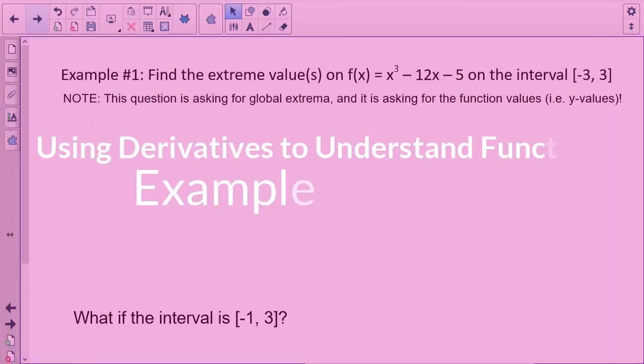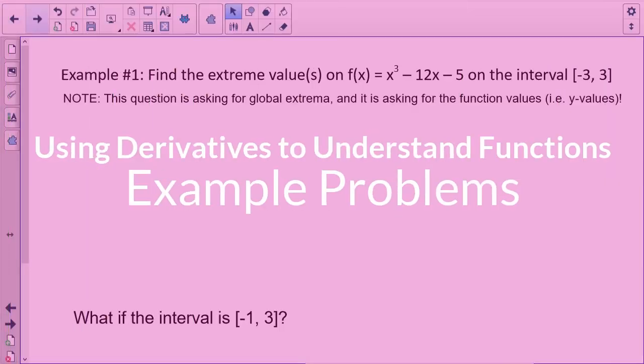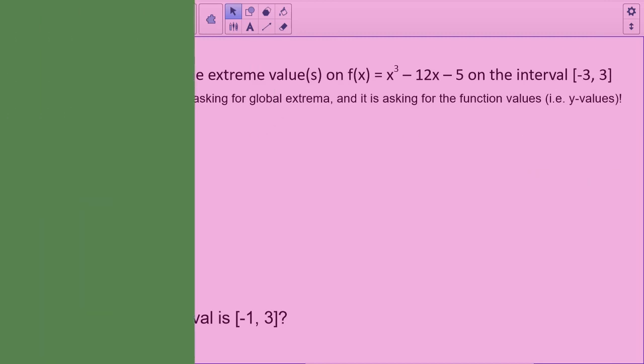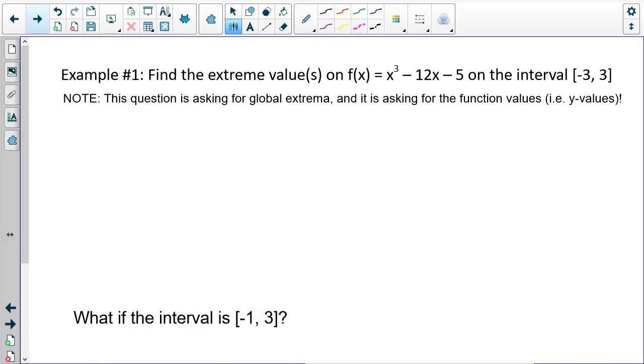Okay, some examples. Find the extreme values on f of x on the interval -3 to 3. Note, extreme values is asking for global extrema, and what they really want are y values. So just be aware of that. If I have f of x is that function, let's take the derivative.